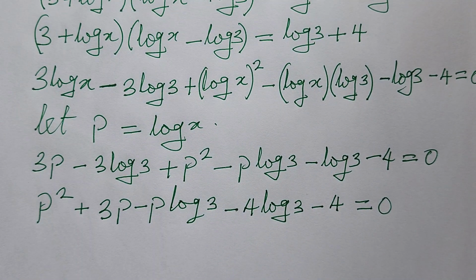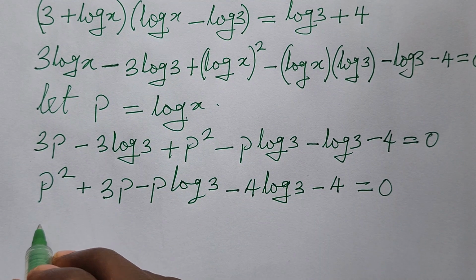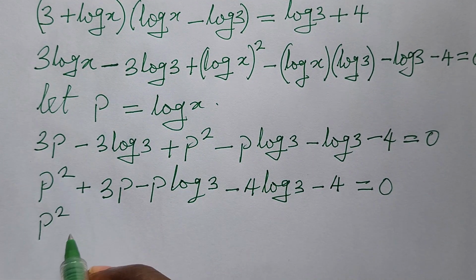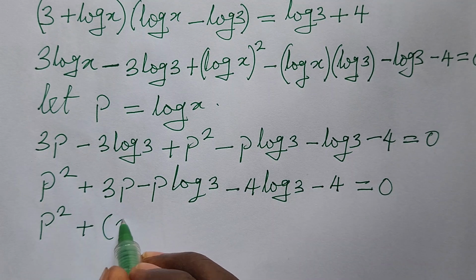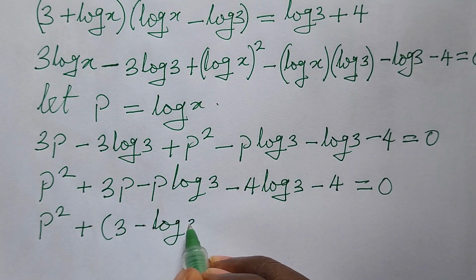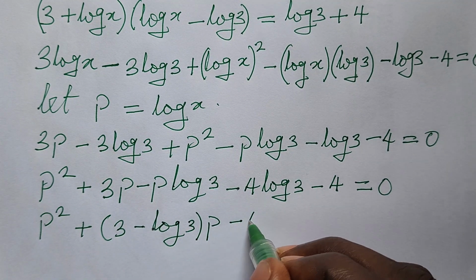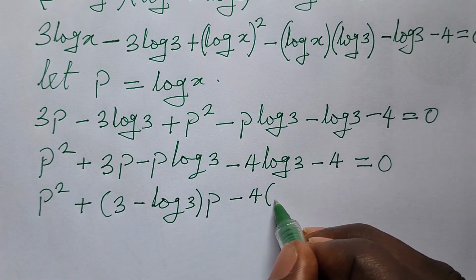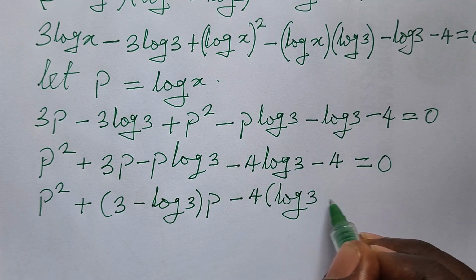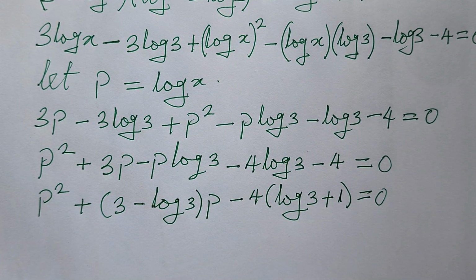So what we do next here is just to factor out p from this part and factor out 4 from this part. So we have here p to the power of 2 plus bracket 3 minus log 3 close bracket into p, minus 4 into bracket log 3 plus 1 close bracket, equal to 0.